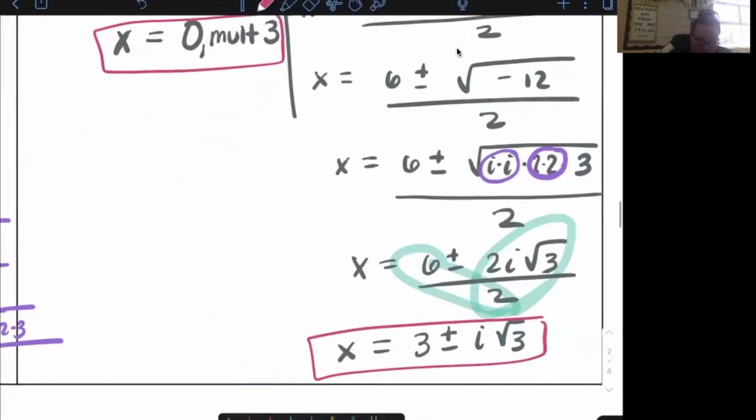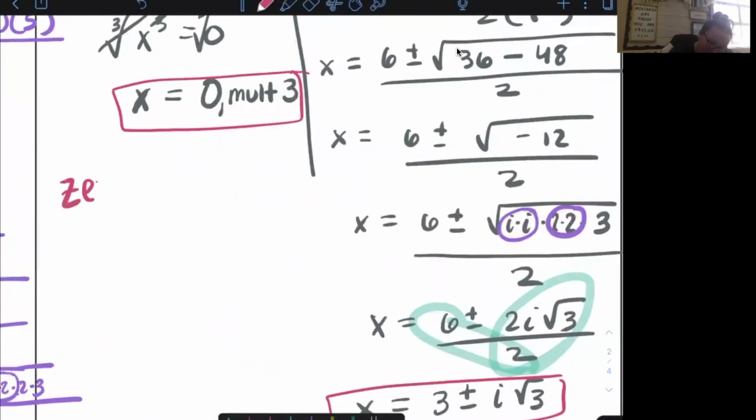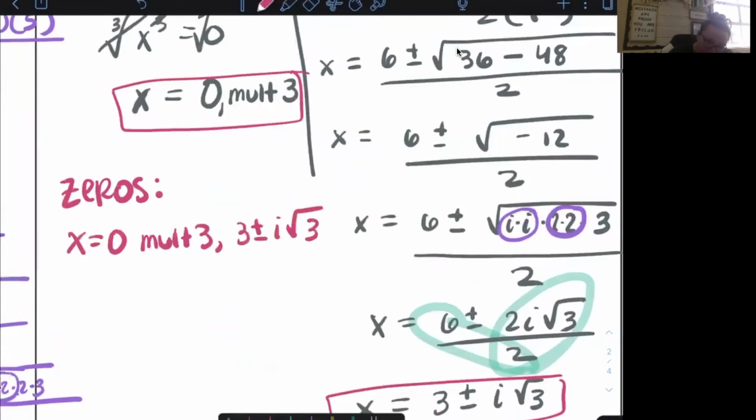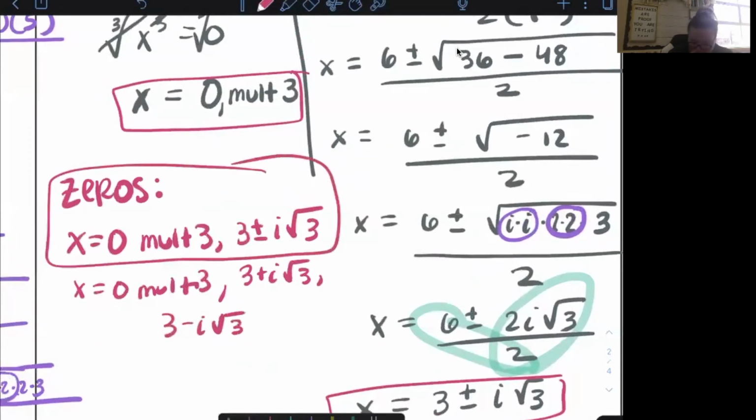So my final answer is, you're going to say your zeros are x equals 0, multiplicity 3, and then 3 plus or minus i root 3. And of course, you could write it as x equals 0, multiplicity 3, and then 3 plus i root 3, 3 minus i root 3. I'll accept either of those answers.